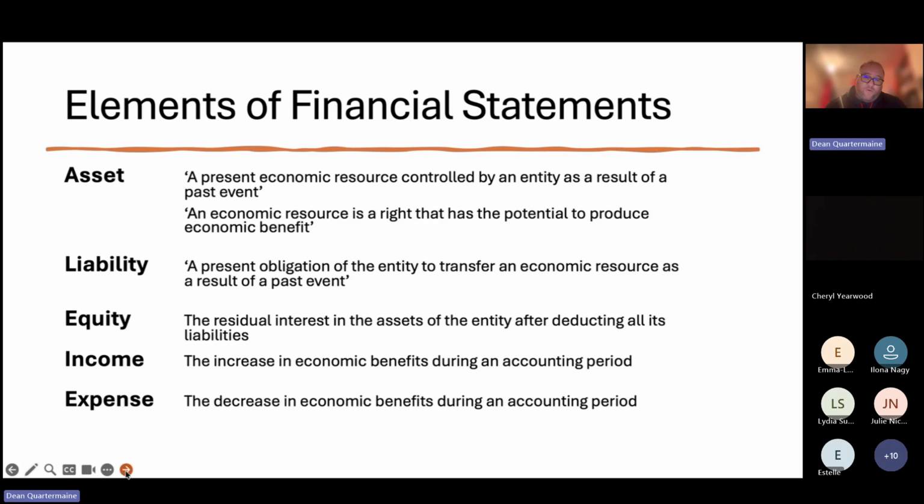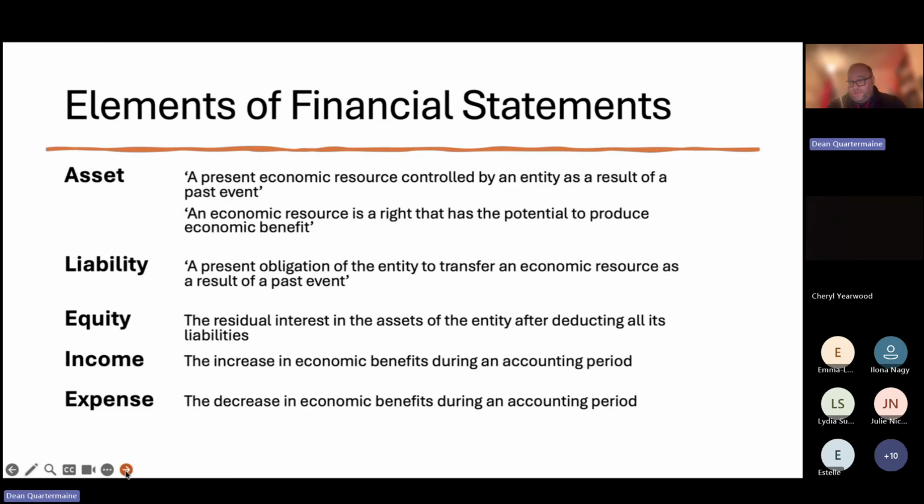Equity then. So at level 2 and 3, equity is, well, if I sell all my assets and pay all my liabilities, it's what's left. Well, that's exactly what it is. But to use a bit more of a textbook answer, it's the residual interest in the assets of the entity after deducting all liabilities. So it's what your interest is in the assets of the business after you've deducted all liabilities. And hopefully equity will be positive, won't it? Hopefully you've got more assets than you've got liabilities.